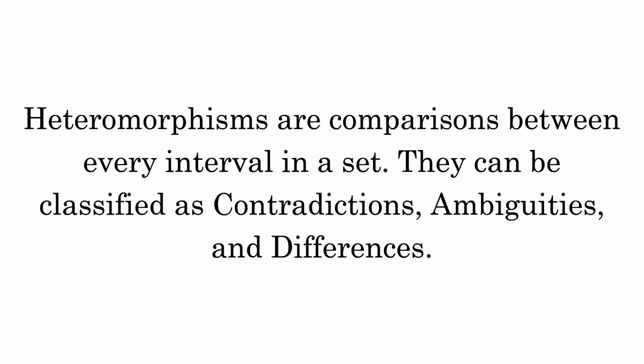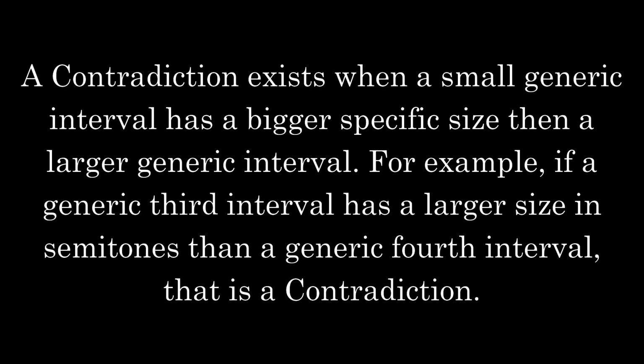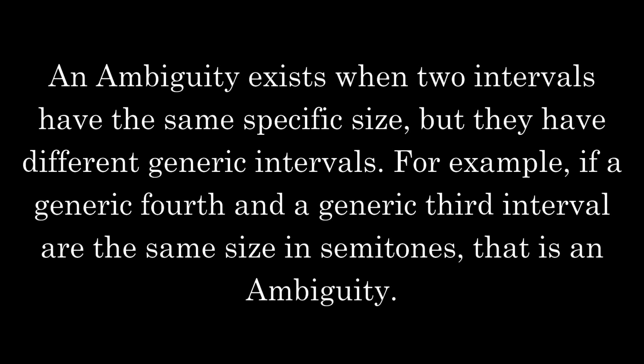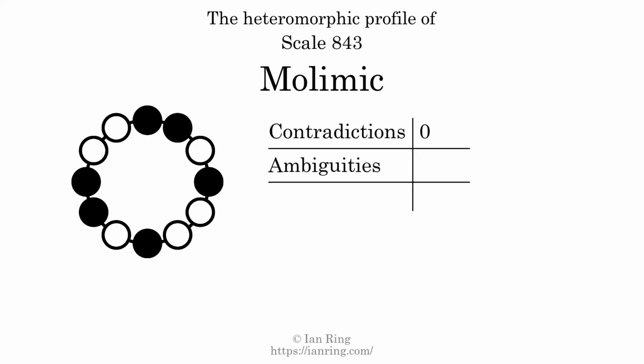Heteromorphisms are comparisons between every interval in a set. They can be classified as contradictions, ambiguities, and differences. A contradiction exists when a small generic interval has a bigger specific size than a larger generic interval. For example, if a generic third interval has a larger size in semitones than a generic fourth interval, that is a contradiction. The number of contradictions in this scale is 0. An ambiguity exists when 2 intervals have the same specific size, but they have different generic intervals. For example, if a generic fourth and a generic third interval are the same size in semitones, that is an ambiguity. The number of ambiguities in this scale is 12.